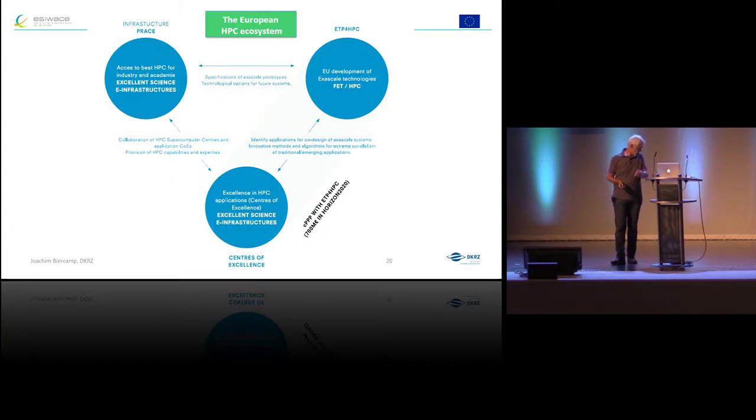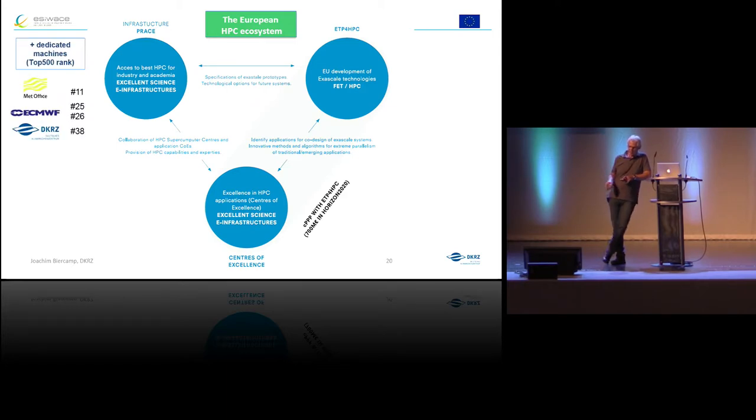Okay, changing gears a bit. This is the European ecosystem, as shown by ETP4HPC, the European Technology Platform for High Performance Computing, and the European Commission. So three pillars for this ecosystem. The HPC systems themselves, so that's basically PRACE in this case. Projects to develop new algorithms and new technologies. And what they call centers of excellence. I will talk about this a bit more in a minute.